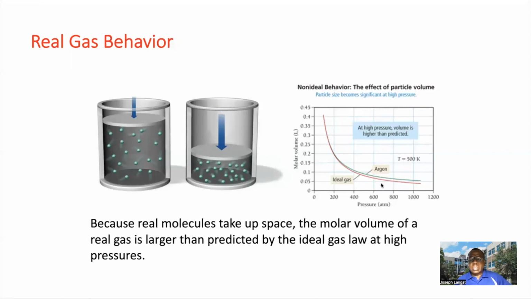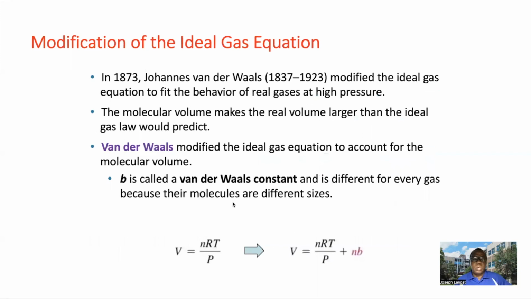So real gases, at certain conditions of high pressure and low temperature, because the real molecules take up space, the molar volume of the gas is larger than predicted. In order to calculate the pressure and volume of real gases, we have what we call the van der Waals equation, which we use to calculate the pressure for real gases. And we'll see that it is a modification of what?